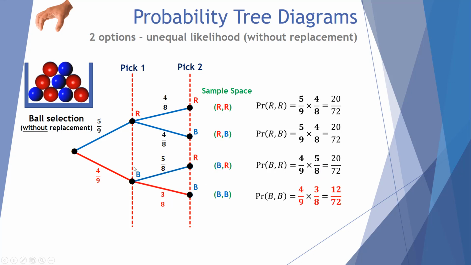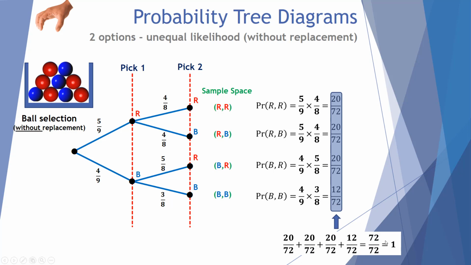And finally, the probability of selecting 2 blue balls in a row without replacement will be a 4 on 9 multiplied by a 3 on 8. When I multiply those together, I get a 12 on 72. No surprises, when I add these 4 fractions together, I end up with a 72 out of 72, which is a 100% probability that one of these options will occur.